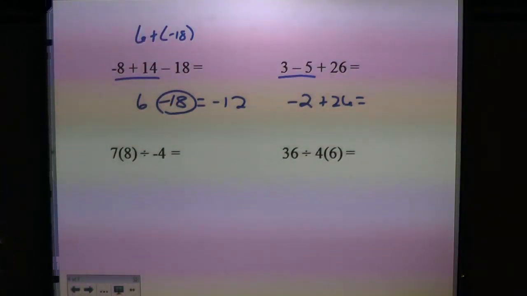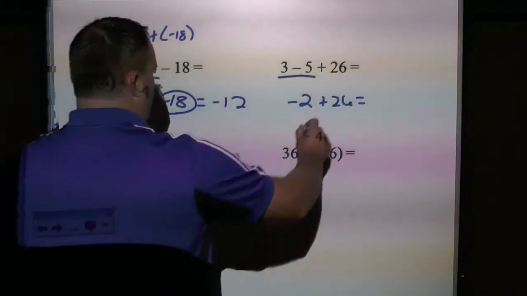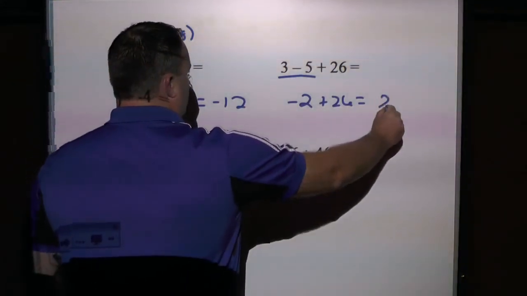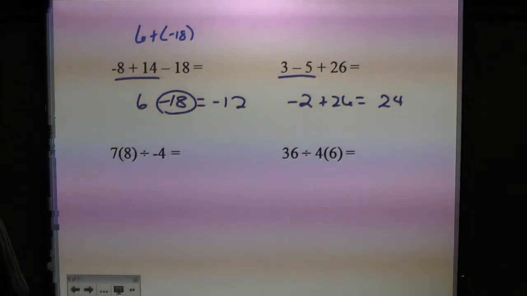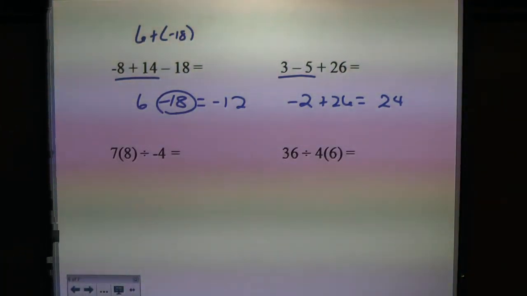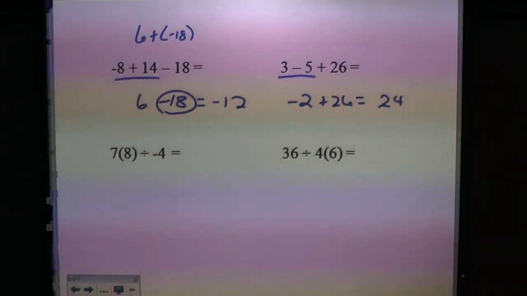Again, as we look at this, different signs, subtract, give the sign of the larger number. So it's 26 minus 2 is 24. The larger number is positive, so it stays a positive 24. Alright, next. We have 7 times 8 divided by negative 4.